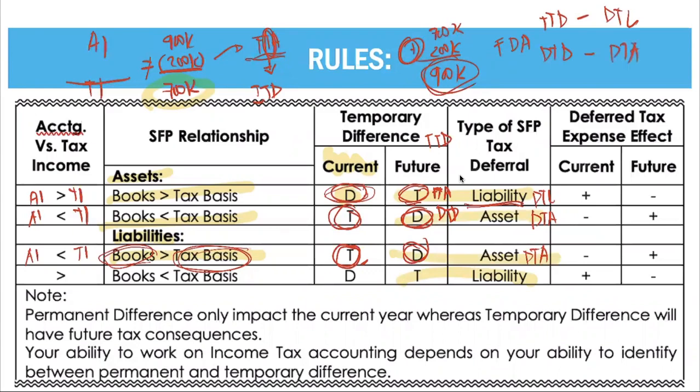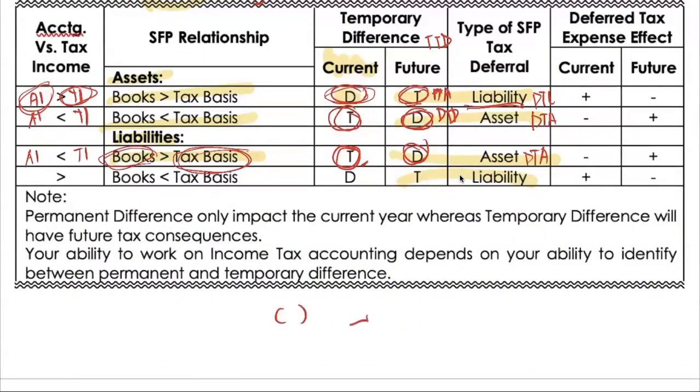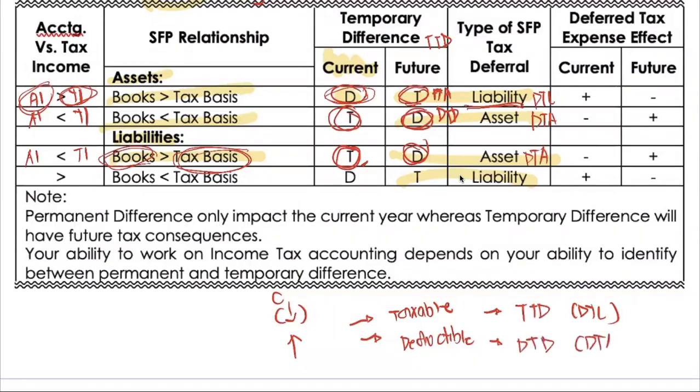Okay? So always remember, you need to reconcile accounting income to taxable income. When do we have a deferred tax asset or deferred tax liability? If in the current year you decrease it, you have a future taxable amount. If in the current year you increase it, you have a future deductible amount. If it's a future taxable amount, then we have a taxable temporary difference. We call that your deferred tax liability. If you increase it in the current year, it will be deductible in the future. We call this your deductible temporary difference. You have a deferred tax asset.